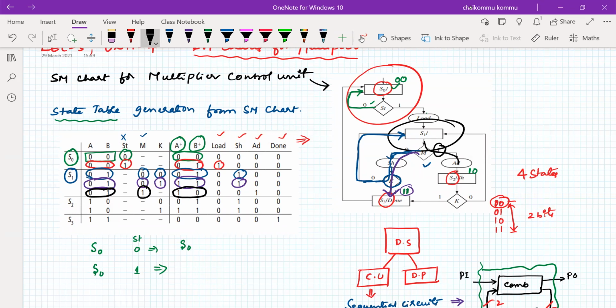There is no dependency on K to go from this path. So I don't want to think about that one. So remaining all are the same. Only the add signal must be 1, remaining all are 0.